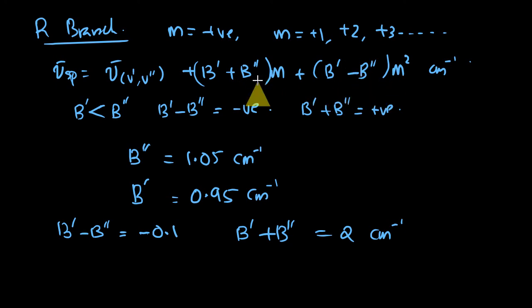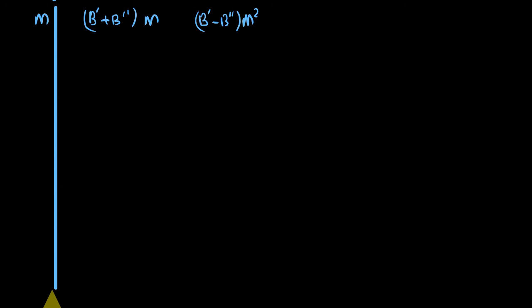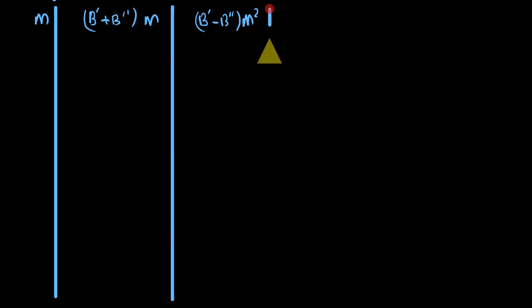Okay, I am going to calculate all these terms. So let me calculate these terms. Now, let me give each one a column. Okay, let me put M values in this column, M values in this column, and these values in this column, and these values in this column.